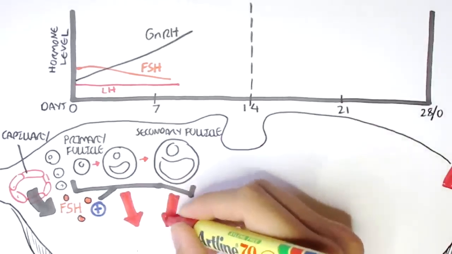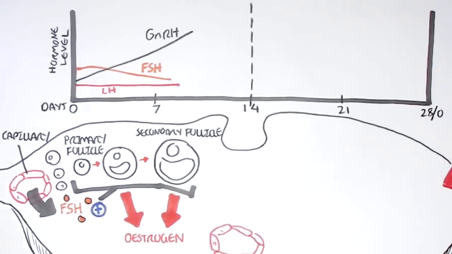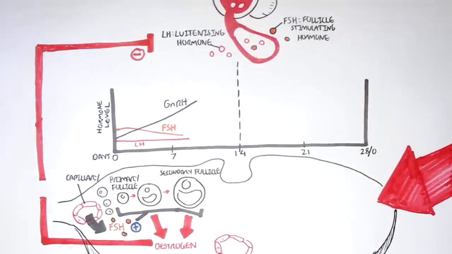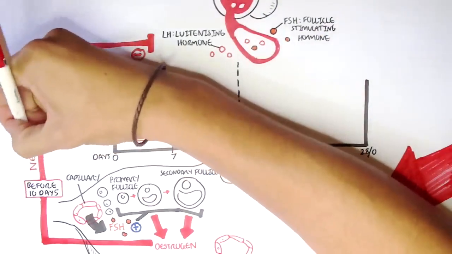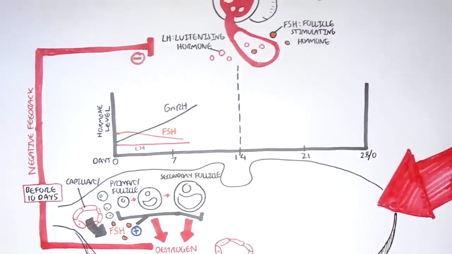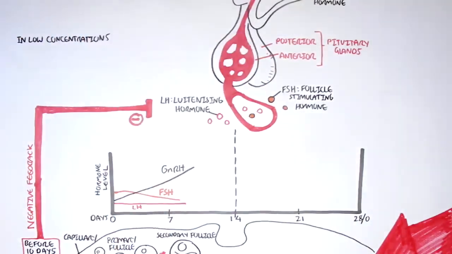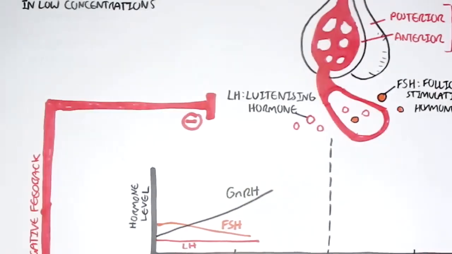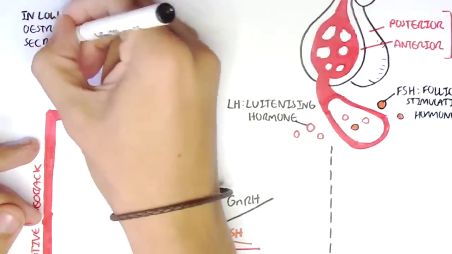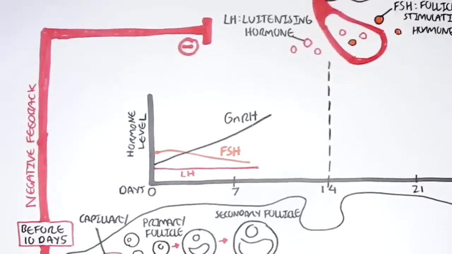While these follicles are maturing, they produce another hormone called estrogen. Now, estrogen has many effects. In the first 10 days of the menstrual cycle, so in the beginning, estrogen has a negative feedback on the pituitary gland, inhibiting the release of luteinizing hormone. To put it simply, at low concentrations, estrogen inhibits luteinizing hormone secretion from the anterior pituitary. And that is why we only see a steady level of luteinizing hormone in the blood.